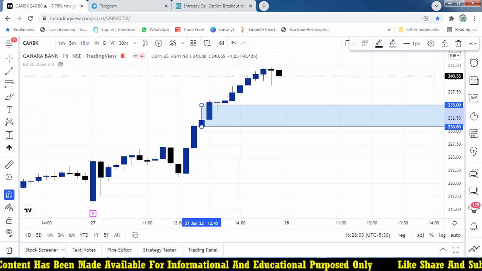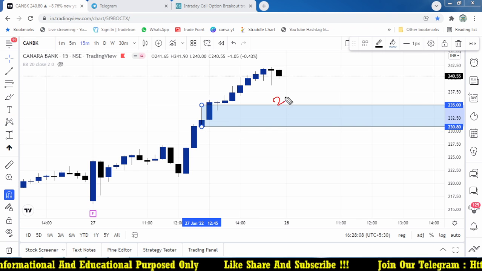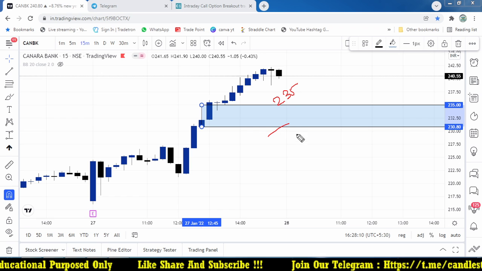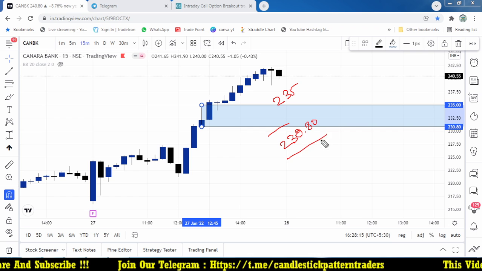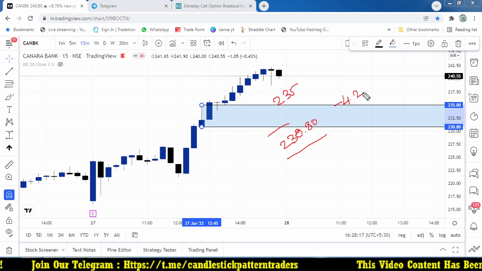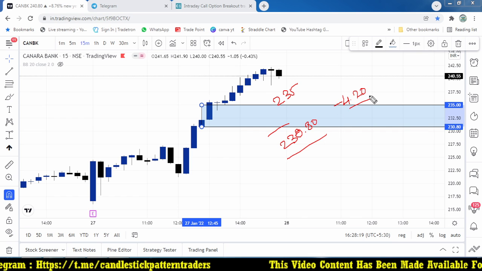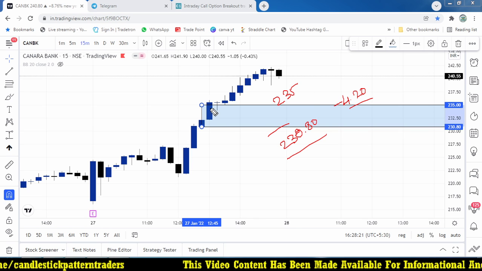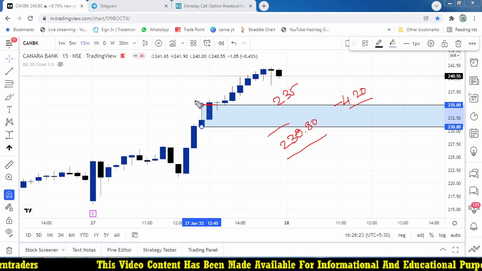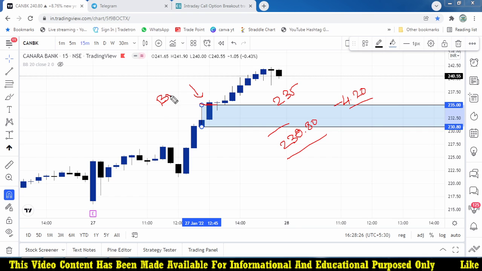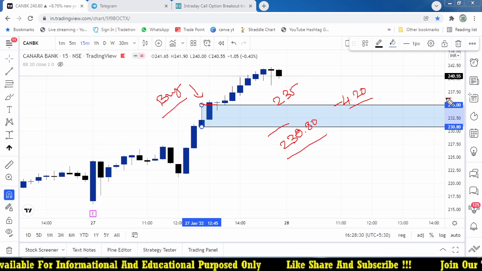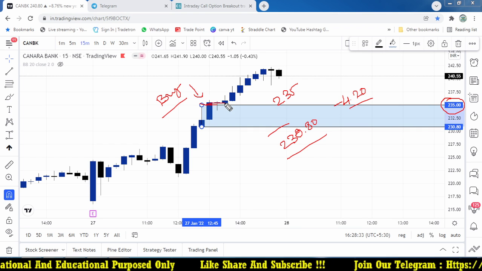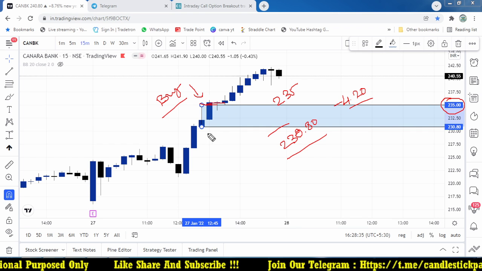So the entry is 235. We are waiting for a call option breakout. So 235 is the entry point, and 230.8 is our stop loss. So we are taking a 4 rupees 20 paisa risk in this particular equity. Once it breaks the higher level, we get a confirmation buy. So I did 235 as the entry point, where it broke in the next candle, which triggers your entry, and you can keep the stop loss at 230.